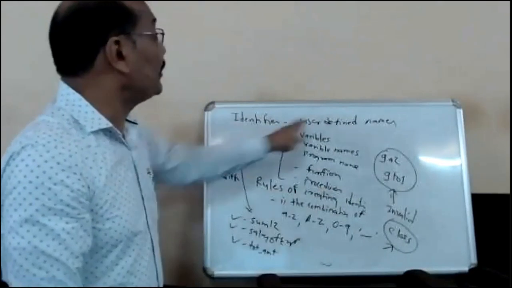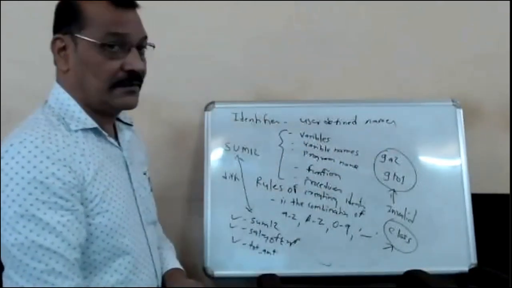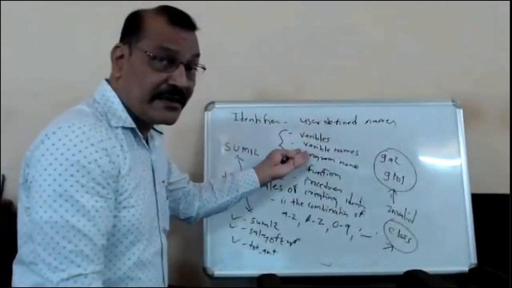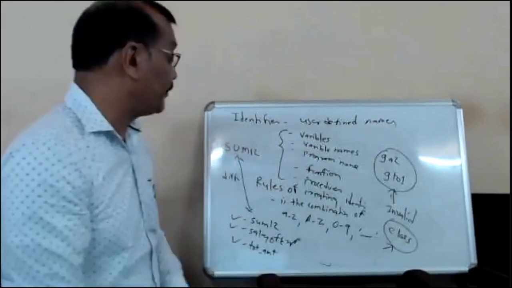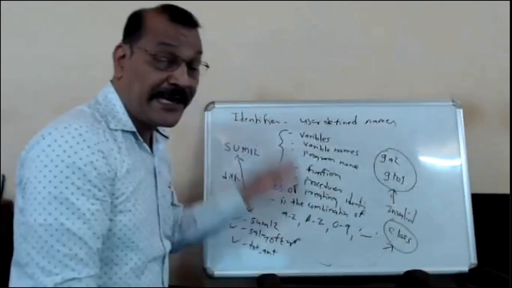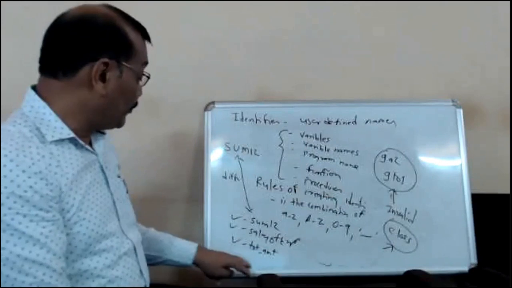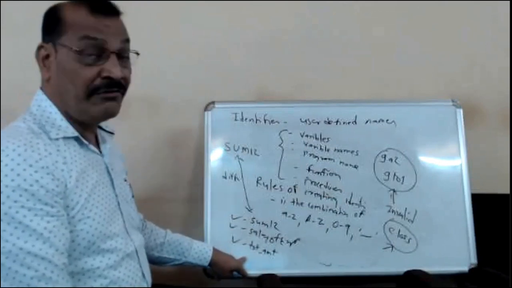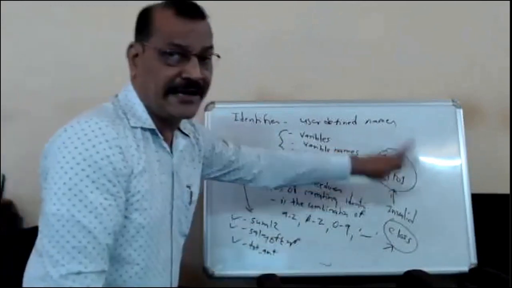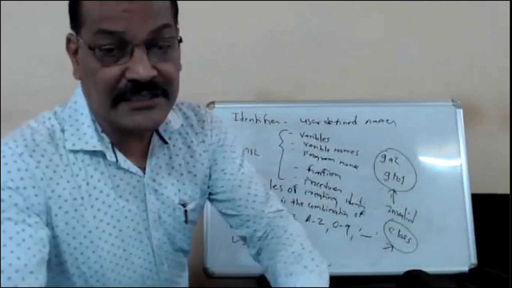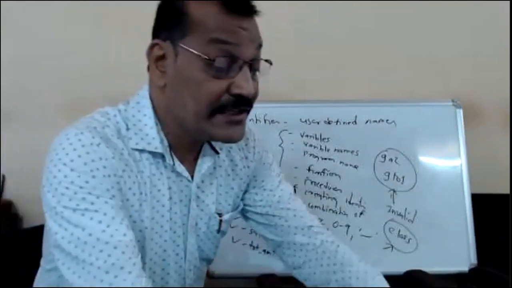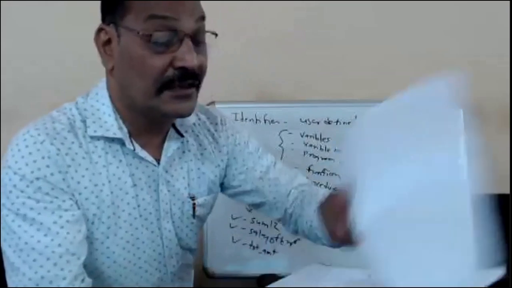First of all, the definition of identifier. Which are the identifiers? What are the rules of creating identifiers? Which are the valid identifiers and which are the invalid identifiers? All these we discussed about the identifiers. Next one is the variables.